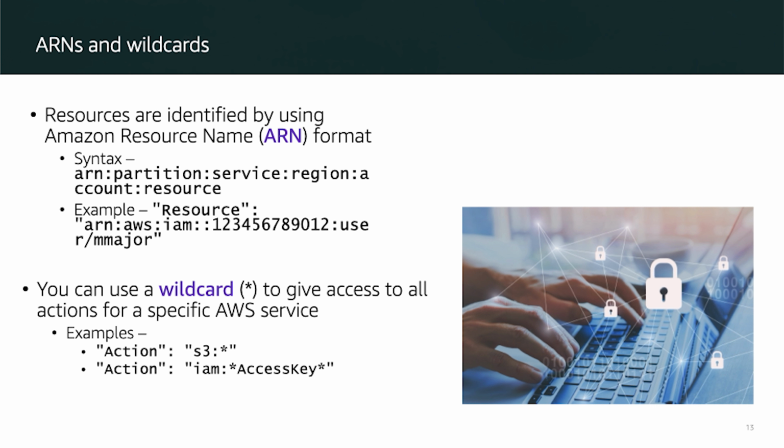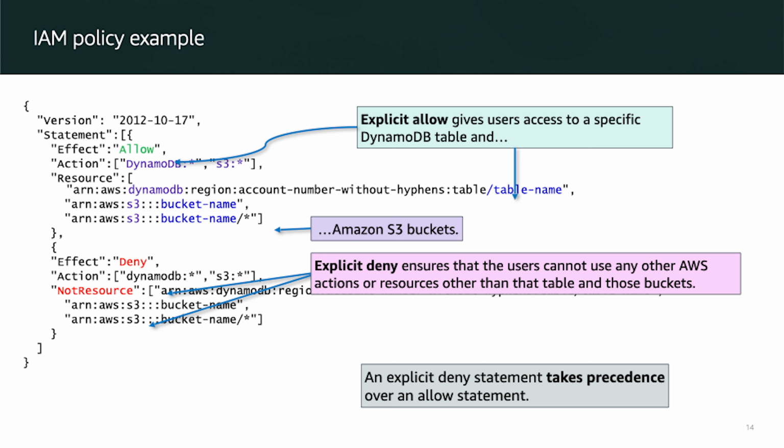The IAM policy documents are written in JSON. The Amazon DynamoDB table, whose name is represented by the table name, is what the IAM policy grants the user access to, and also the AWS account's S3 bucket, whose name is represented by the bucket name, and all objects that it contains. The IAM policy also includes an explicit deny, as you can see here in this example. The NotResource element helps us ensure that the user cannot use any other DynamoDB table or other S3 actions or another S3 bucket. We just want to enforce them to use exactly the resources which are specified in the policy.